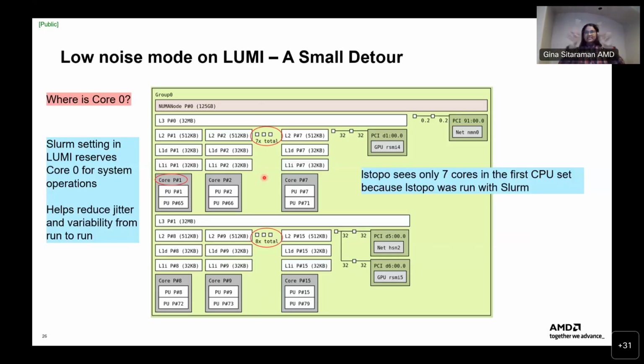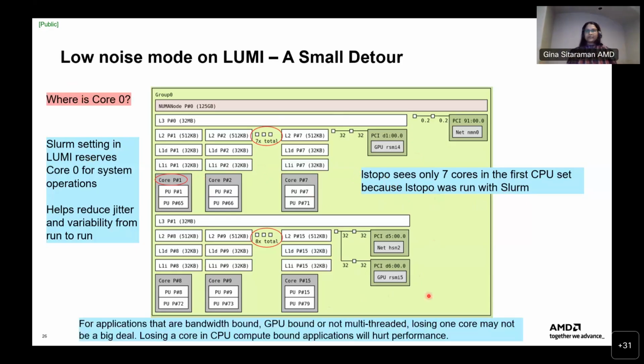If you look at this output, there are still 64 cores on the CPU of this machine, but we only see 63. That is because we ran lstopo under Slurm, and this is a Slurm setting. So the lstopo output shows 63 cores, but we have all 64. The operating system sees all 64, right?